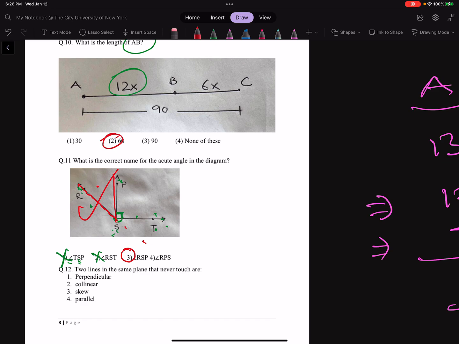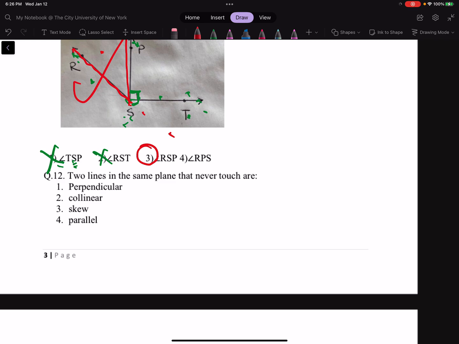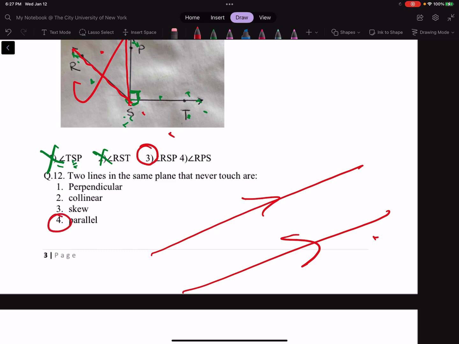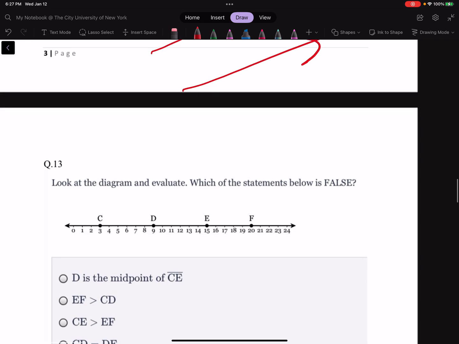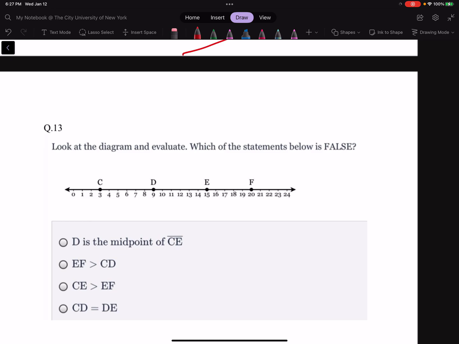Now you all are familiar with that. You all know 2 lines in the same plane: if they're in the same plane, they'll never touch each other. On this plane, they'll not touch. So what are they? They're parallel lines. So don't get fooled, go with that. And then there is something, probably you have done it in your class also. Look at the diagram and evaluate which of the statements below is false. We'll have to say false, remember that.